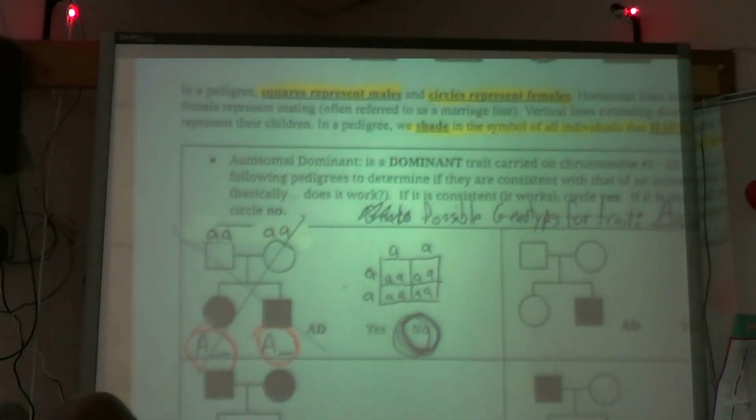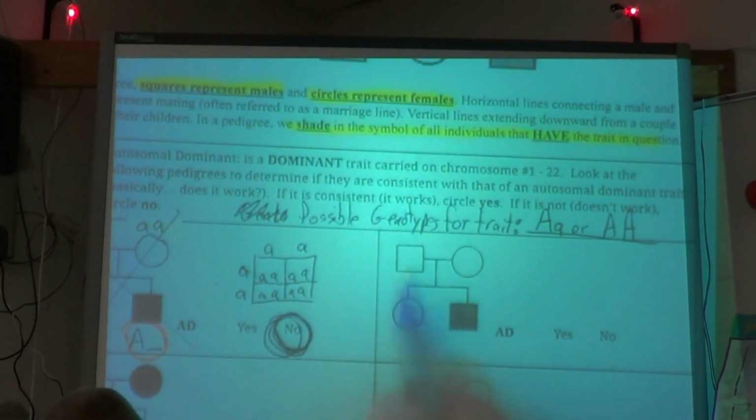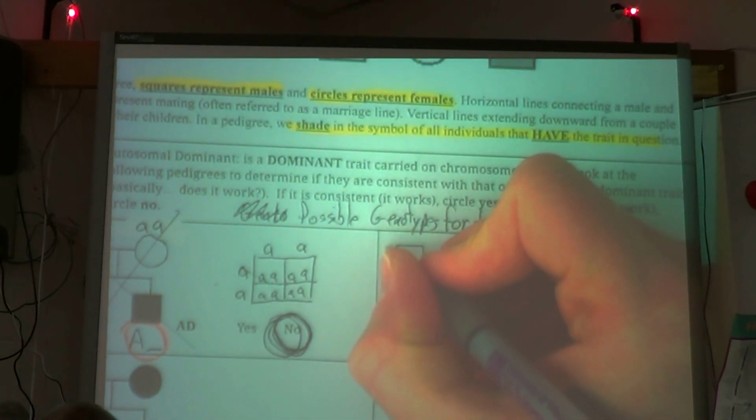Okay? So let's go through and look at this next one. Dad does not have the trait because he's not shaded, so he must be what for a genotype?